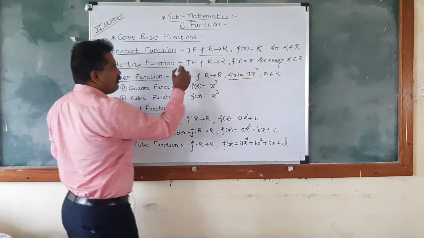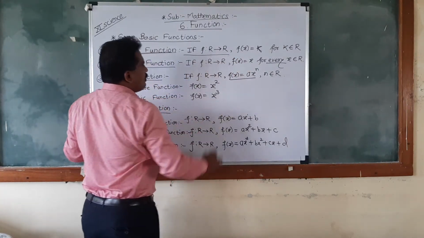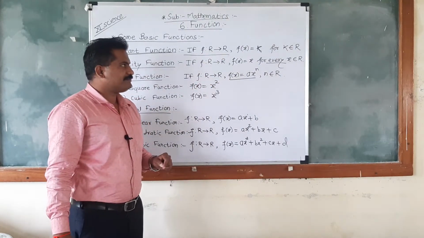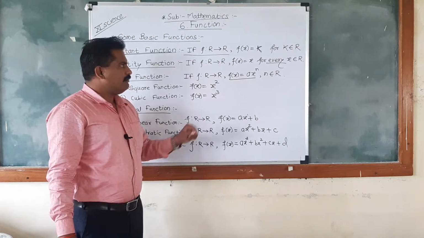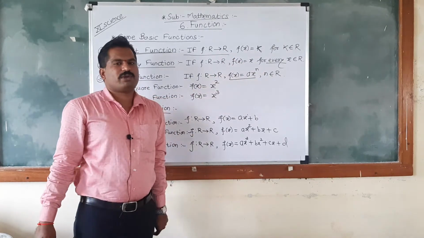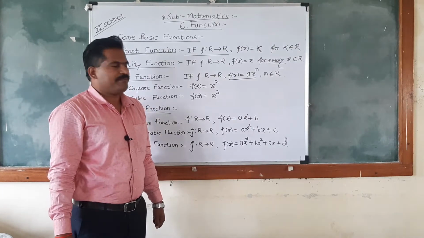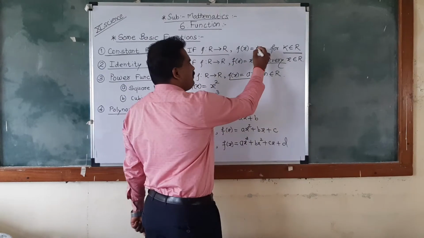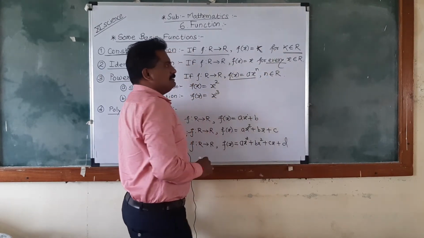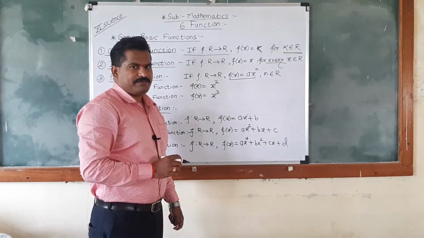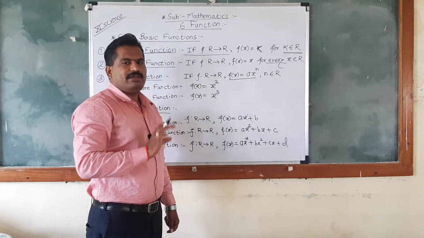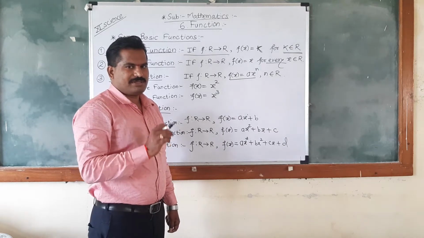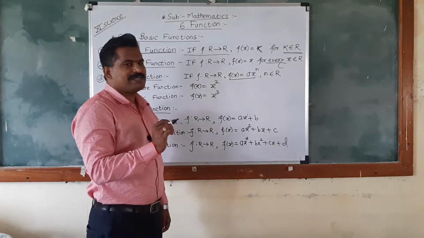We take the same domain here. The function goes from real numbers to real numbers, R to R, in which f of x is equal to k, where k belongs to R. That means this k is a real number which is fixed. For any element in the domain, there is the same image in the codomain, which is fixed, which is k.